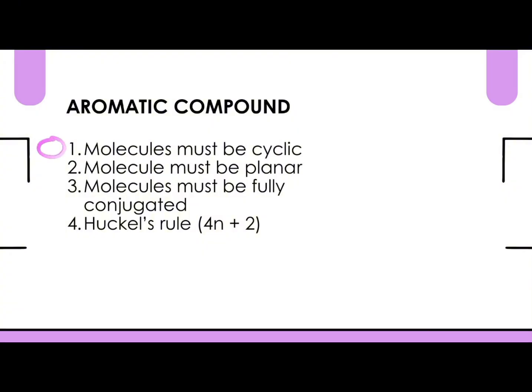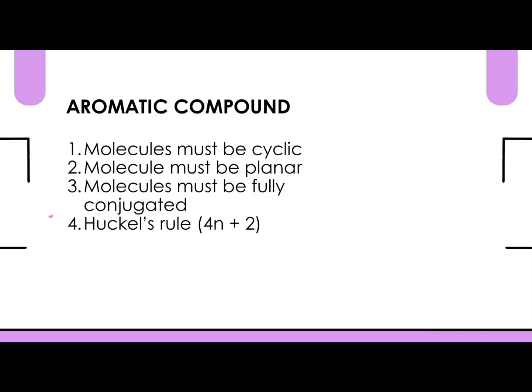First is its cyclic structure. The molecule must be in the form of a ring. Next is its planar structure, meaning the molecule must be flat or planar. It must also have a fully conjugated system. This requires the molecule to be either sp2 or sp hybridized. A fully conjugated molecule will always be planar.